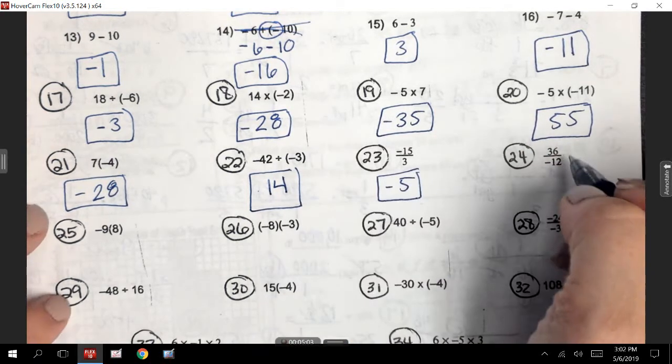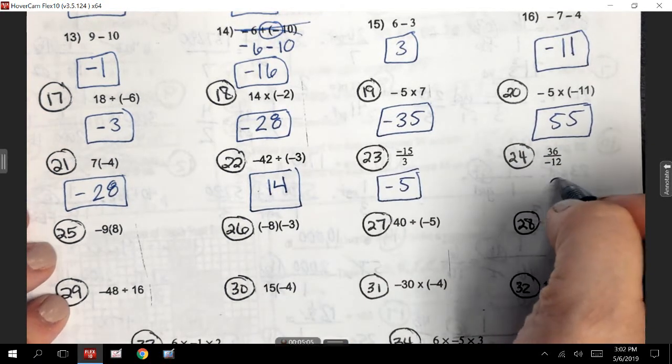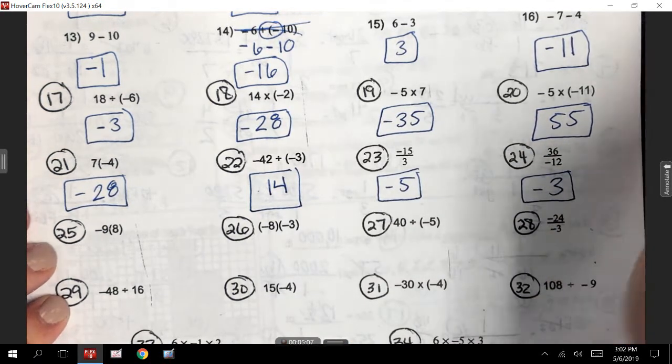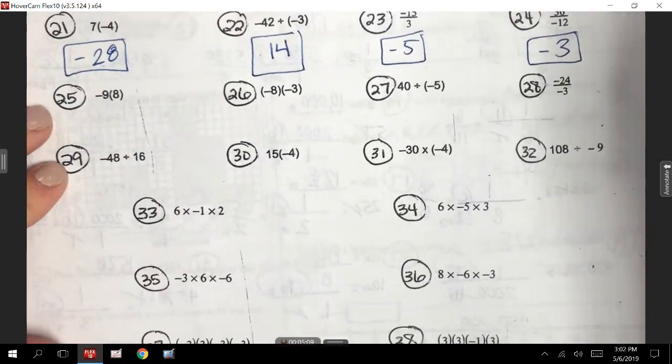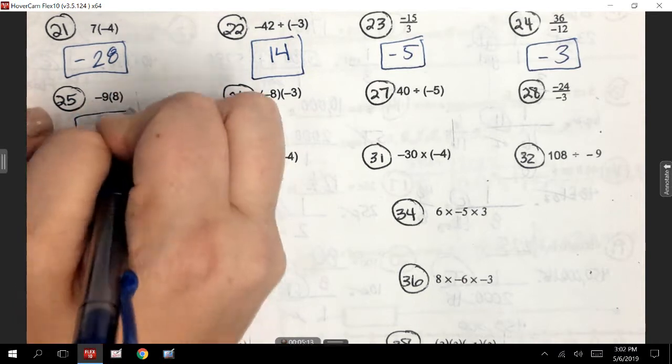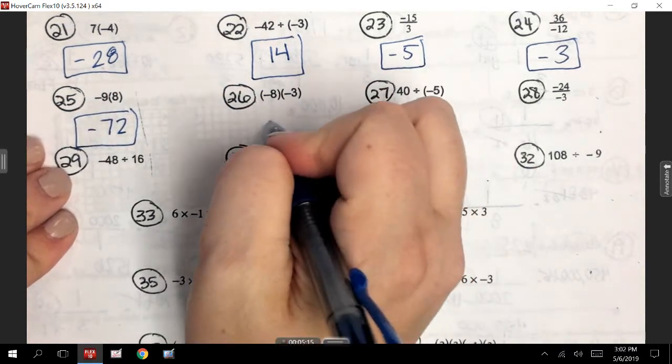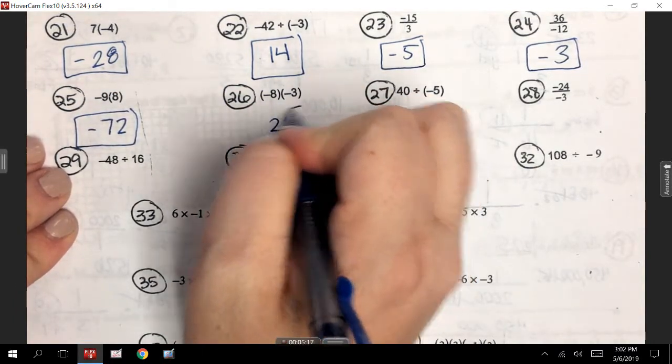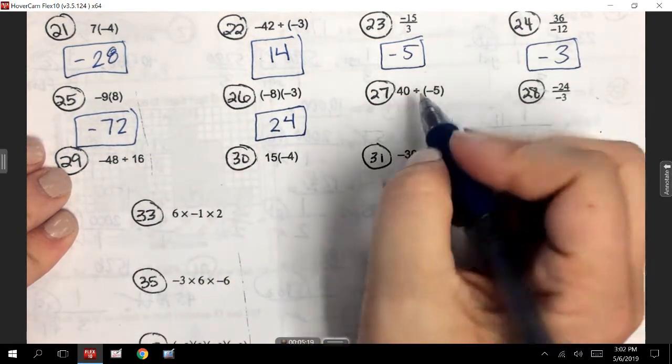It's negative because they're different signs. 36 divided by 12 is 3. It's negative because they are different signs. 9 times 8 is 72. It's negative because they are different signs. 8 times 3 is 24. They're both negative, same sign, so it's positive.